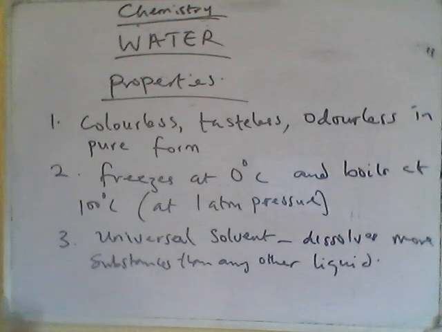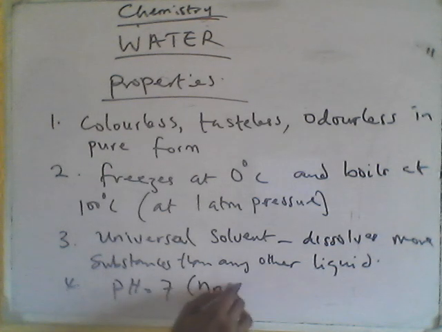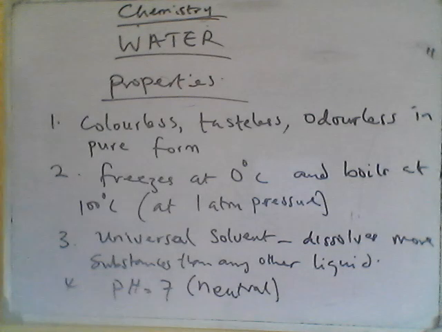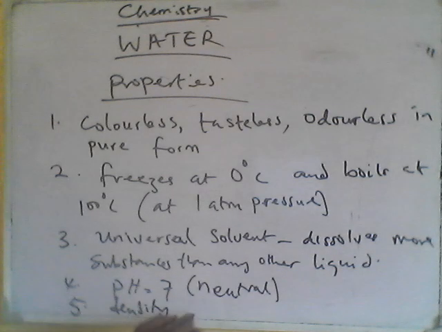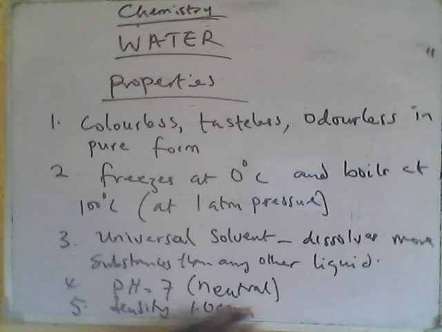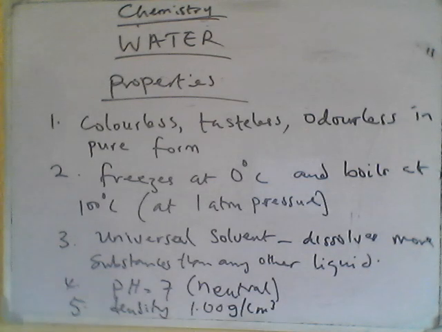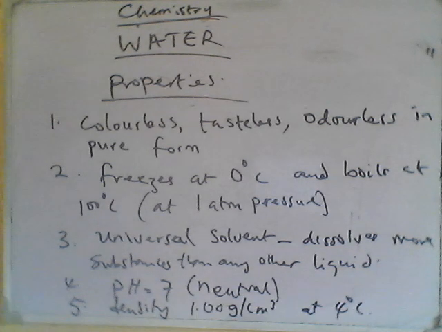Other properties that I can say here is that the pH is neutral. pH is equal to 7, it's neutral. Any other one I can remember? Density. The density is 1 gram per cm cube. This is 1.00 gram per cm cube. That's the density of water. Okay, at 4 degrees Celsius, please. This is the condition.